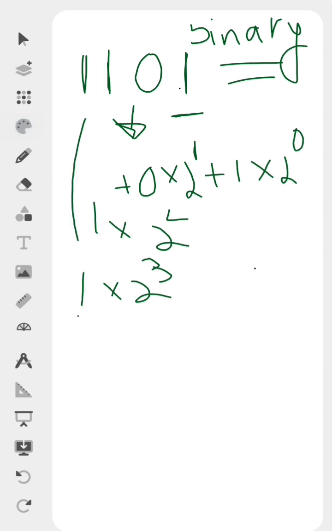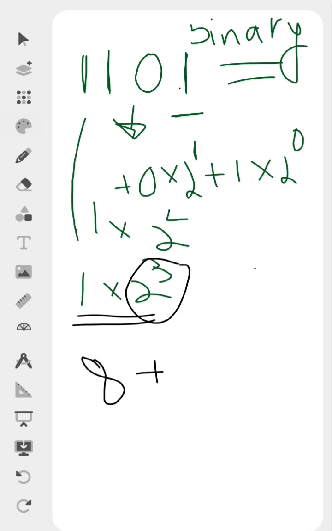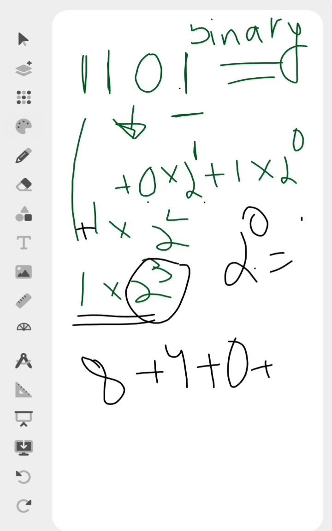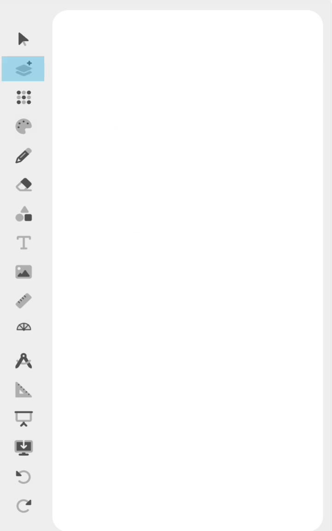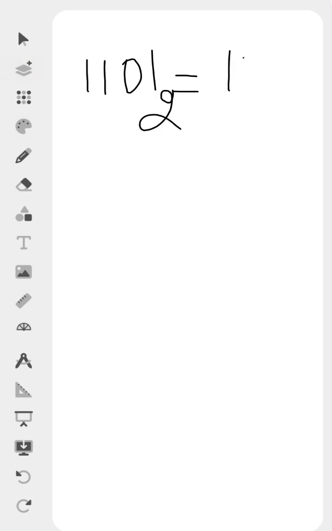So what is this? 2 to the power 3 is nothing but 8. 8 plus 2 to the power 2 is 4. And then 0, because of the 0, and then 2 to the power 0 is nothing but 1. So this value is 1. So 8 plus 4 is 12. 12 plus 1 is 13. So basically 1101 is equal to 13 in decimal form. So 1101 in base 2 is nothing but 13 in base 10, that is decimal.